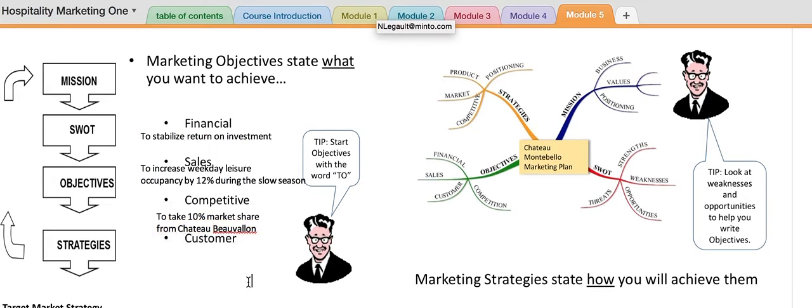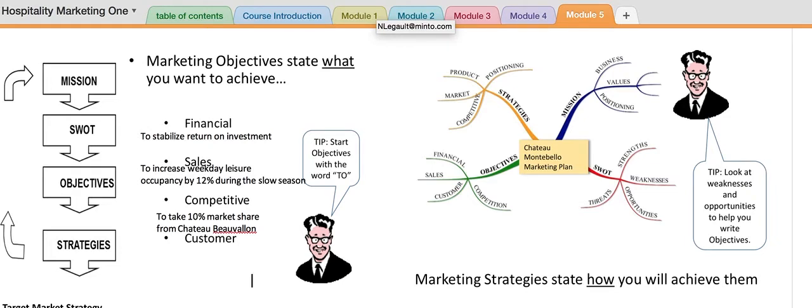Now, competitive objective. You may not know Chateau Beauvallon. Chateau Beauvallon is located in Mont-Tremblant, north of Montreal, and is a very, very competitive hotel. So all you got to do is say, listen, I want to target this property. I want to take 10% market share from them. And you can calculate market share, and you can certainly estimate whether or not this objective has been achieved. And that would be a competitive objective.